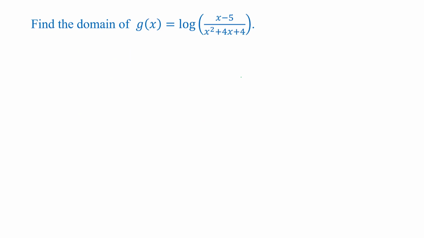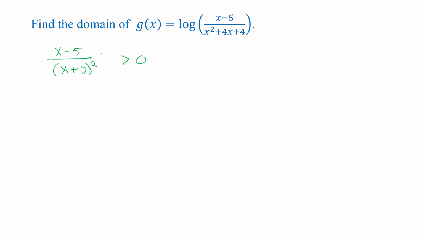Now moving on to g of x equals log of x minus 5 over x squared plus 4x plus 4. I begin by realizing I must have x minus 5 over x squared plus 4x plus 4 greater than 0, but I'm going to, at the same time as I write my inequality, factor the denominator into x plus 2 squared. So we have x minus 5 over x plus 2 squared is greater than 0.